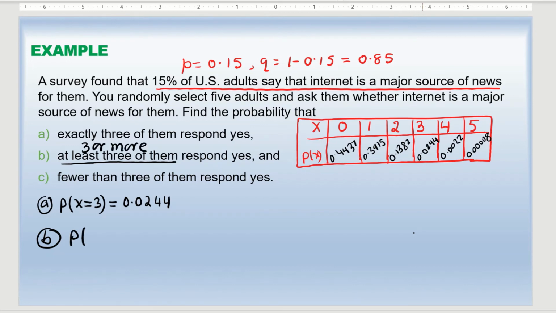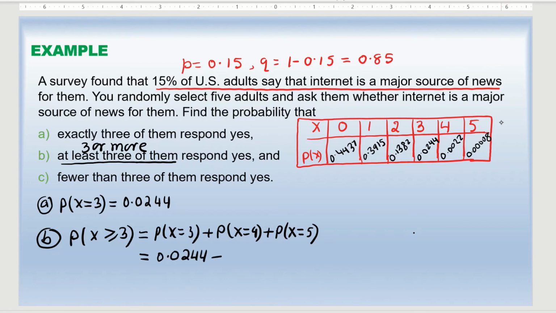So we are looking for the probability that x is greater than or equal to 3. That is the meaning of 3 or more. So when I say 3 or more, in this table, it is 3, 4, and 5. So probability that x equal to 3 plus probability that x is equal to 4 plus probability that x is equal to 5.